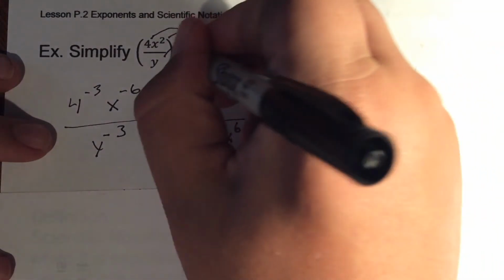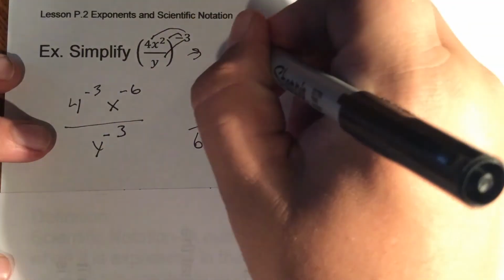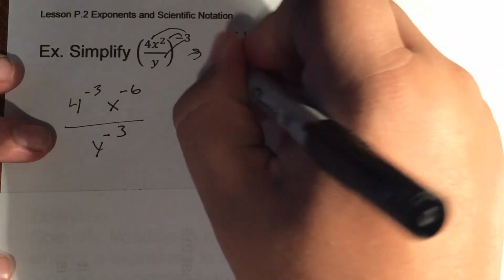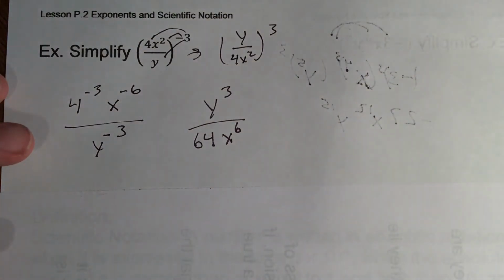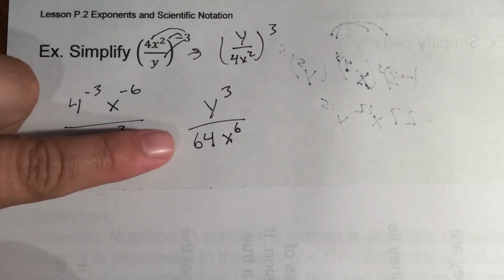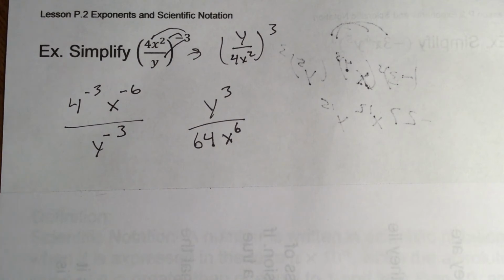So where I was going with that is to flip this right off the bat, and then we'd have the positive exponent, and then we could distribute it, or we can distribute and then flip. Either way, you get the same thing in the end.